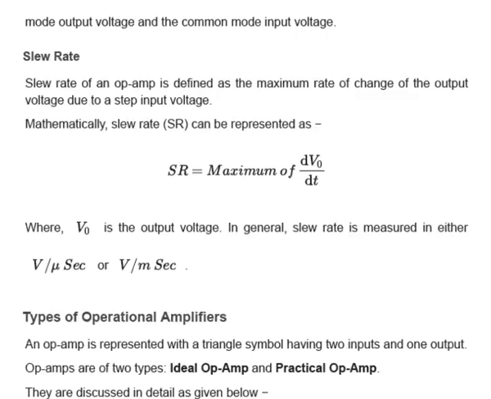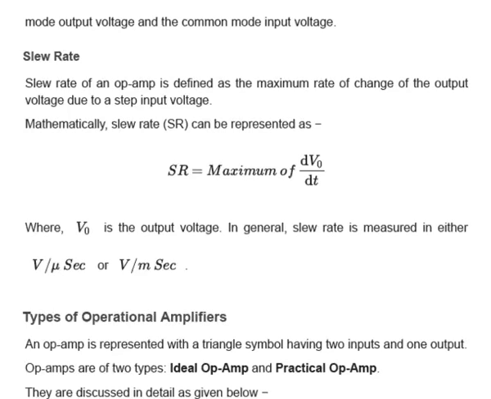Slew rate. Slew rate of an op-amp is defined as the maximum rate of change of output voltage due to a step input voltage. Mathematically, slew rate can be represented as SR equals maximum of dV0 by dt, the rate of change of output, where V0 is the output voltage in general. Slew rate is measured in either volt per microsecond or volt per millisecond.